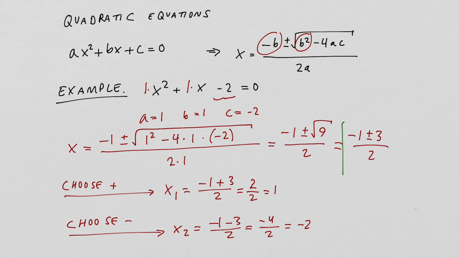Here in this step we have the plus minus, and we can choose either plus or minus sign there. If we choose plus, then we get this solution. The fraction will be 2 over 2, and that gives 1. On the other hand, if we would choose the minus sign, we would get the solution x is equal to minus 2.